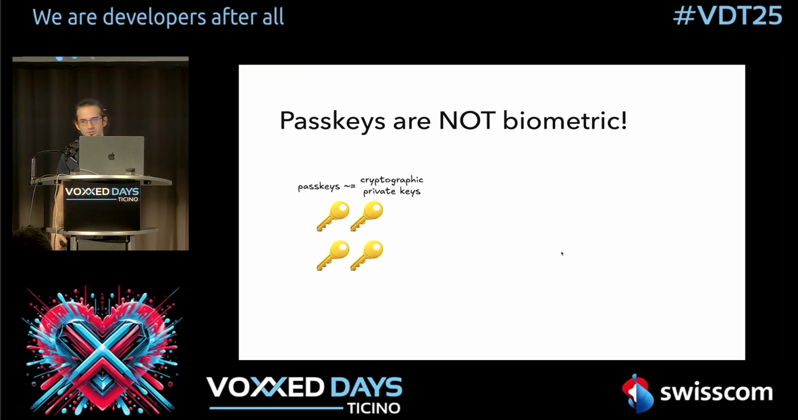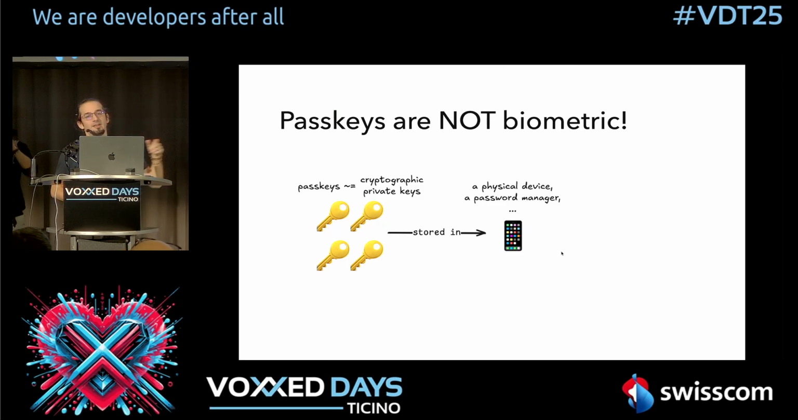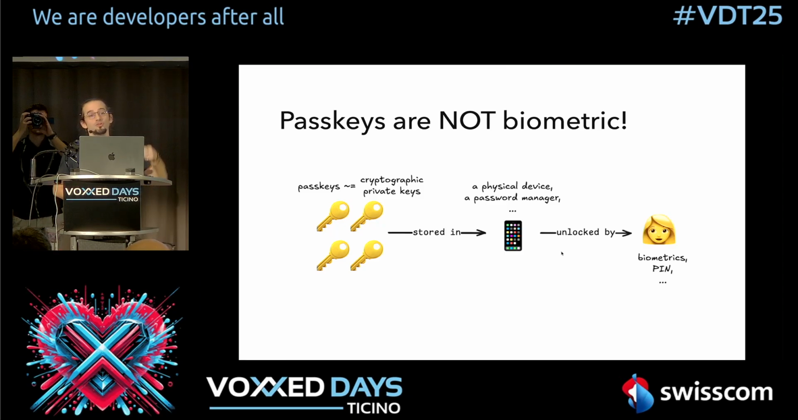Passkeys are not linked to my finger or my face or whatever, if I log in with your elbow or something. Passkeys, they're basically private keys with some metadata. They happen to be stored somewhere. So they could be a physical device, a Yubikey, they could be my phone, it can be my Mac, it can be your Windows computer. And you, as a user, you unlock that passkey vault, that passkey manager, using biometrics.